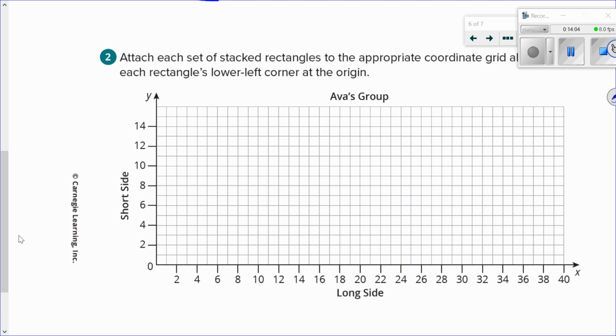You're then going to take them and start placing them on this graph. So Ava's first rectangle is a 2 by 5, right? So when I pick it up, I'm going to set it here. It's a 2 by 5, so it's going to sit just like this. I need you to make a mark at that upper right corner. The next one in her group is a 4 by 10. So you're going to set it on here. It's going to look just like this. It's going to come up here, over here. I'm going to make a mark right there at the corner. You're going to do that for every rectangle in her group. Then you turn the page.